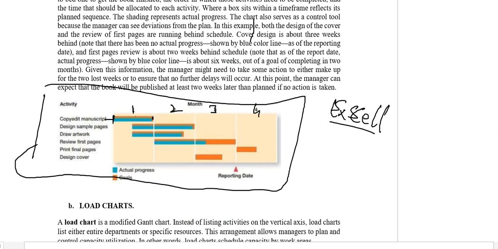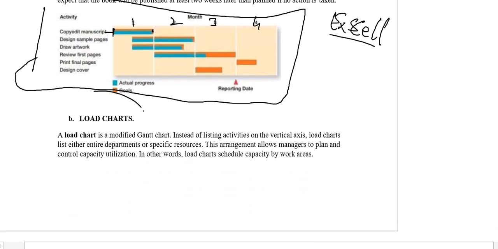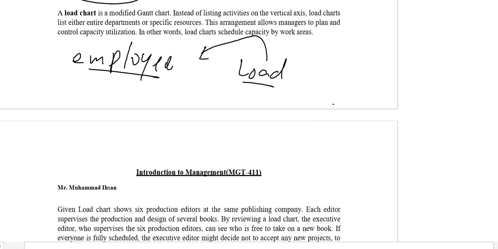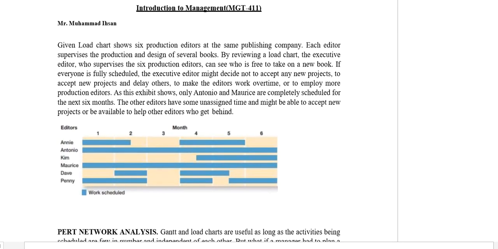So red will show the total duration of the activity or the goals, and as soon as we complete the activities, it will turn blue. When it turns blue, it will tell us the progress, or the work done. So this is a very good and very helpful chart that we can make. Number 2, the load chart. In order to make a load chart, we have to see how many employees we have and how much load we should give to each employee, and what is the time when our employee is free and what is the time when our employee is engaged.